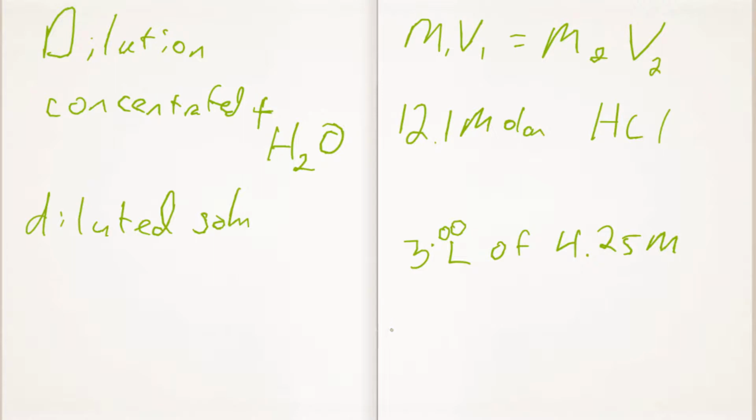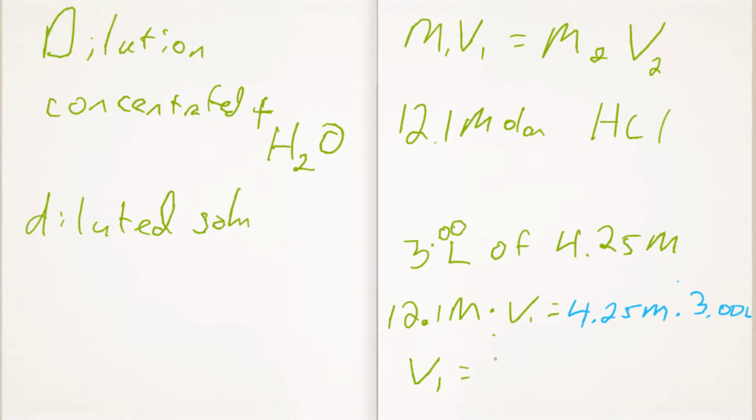M1 is the molarity of my concentrate, so that is 12.1 molar. So we're going to let green be the concentrate here. The volume, I don't know. We're going to let light blue be the solution we're looking for. And the solution that we're looking for, you know you need 4.25 molar of it, and you know you need 3.00 liters of it. So you have to solve for V1. So V1 is equal to 4.25 times 3 divided by 12.1.